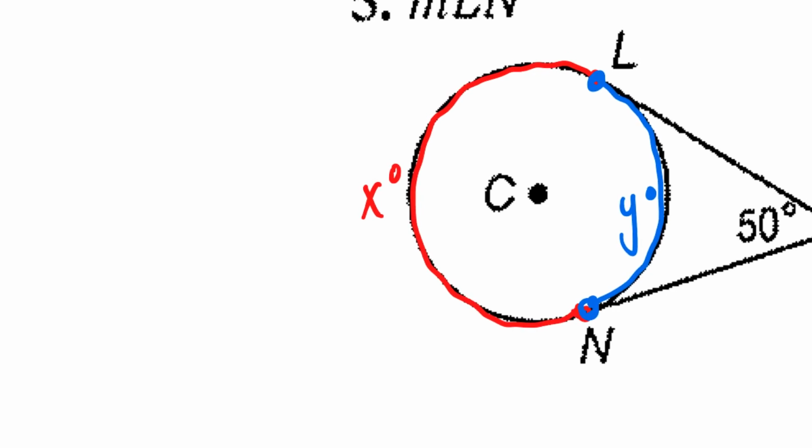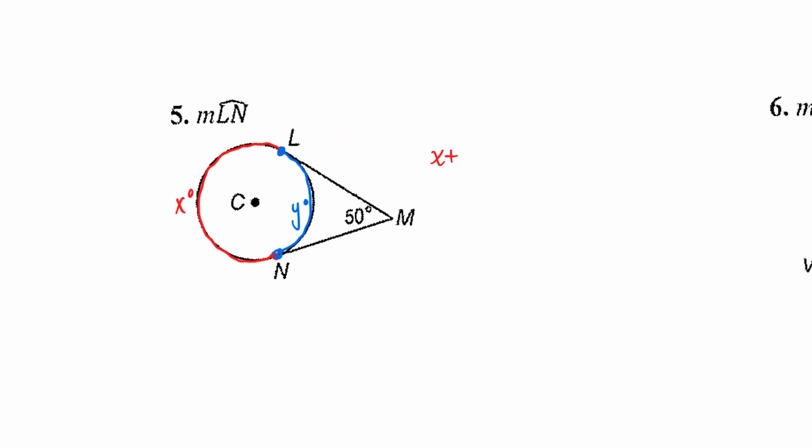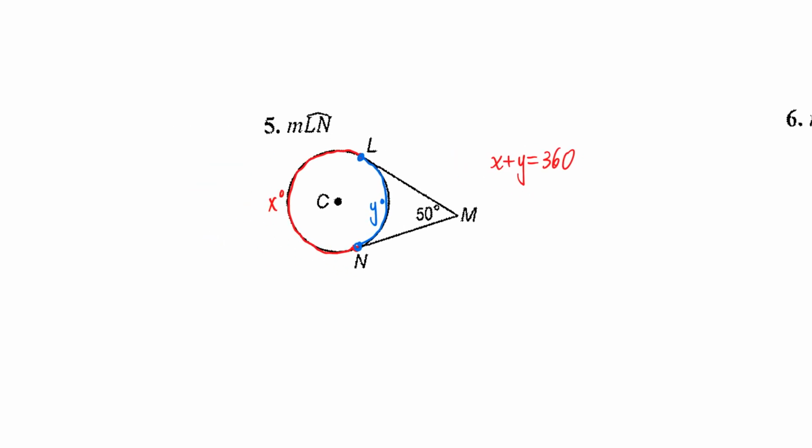Whenever I put that arc, the major arc, and the minor arc together, how many degrees is that? 360. So if I take X and I add Y to it, what do they add up to? 360. So that's one fact that I know within this problem, within this system. That's one for sure fact.